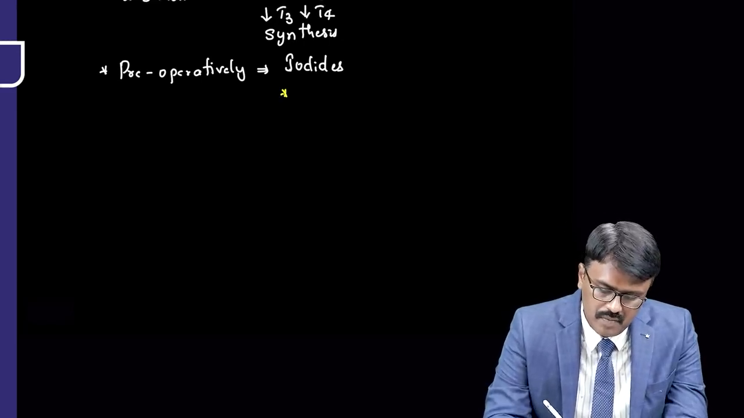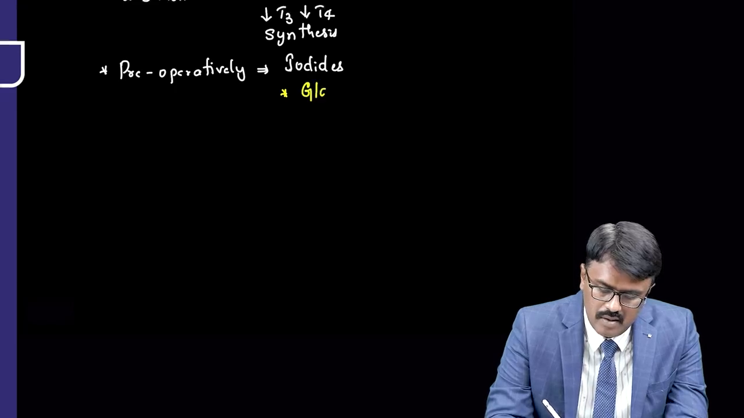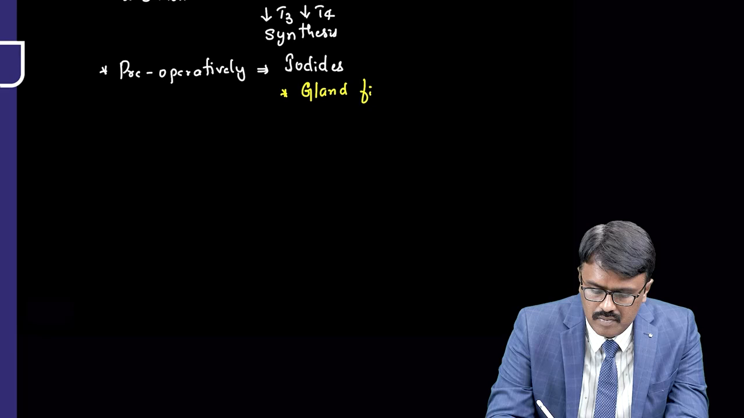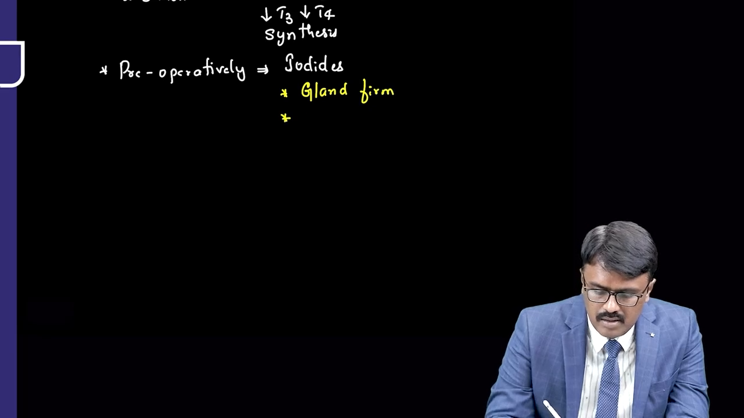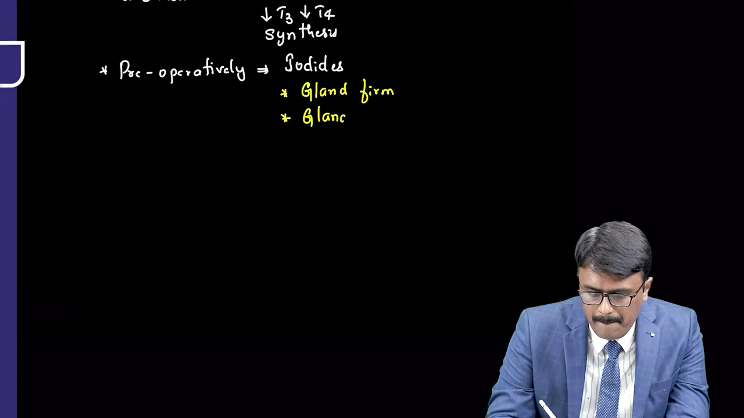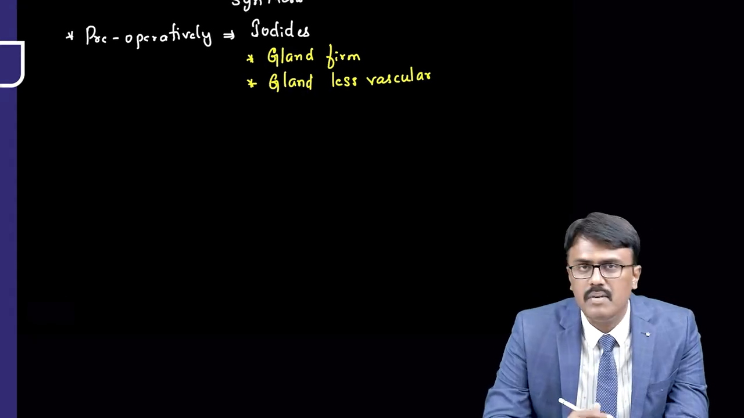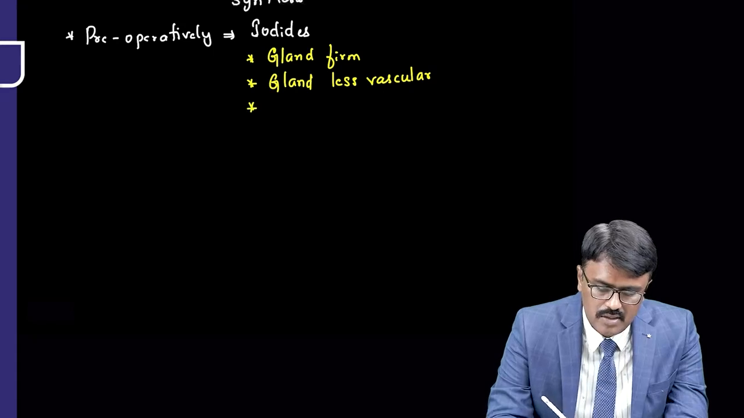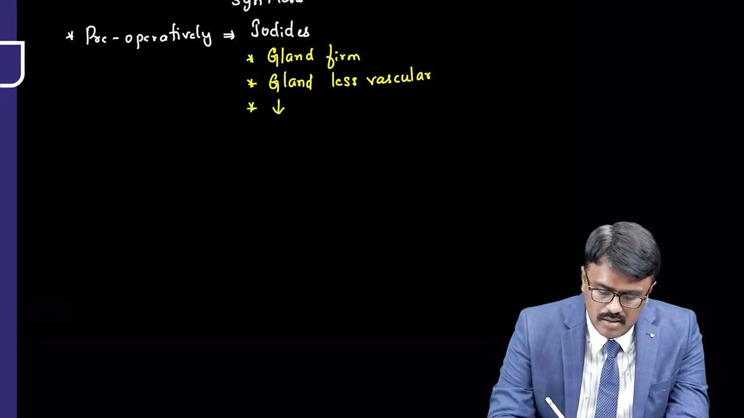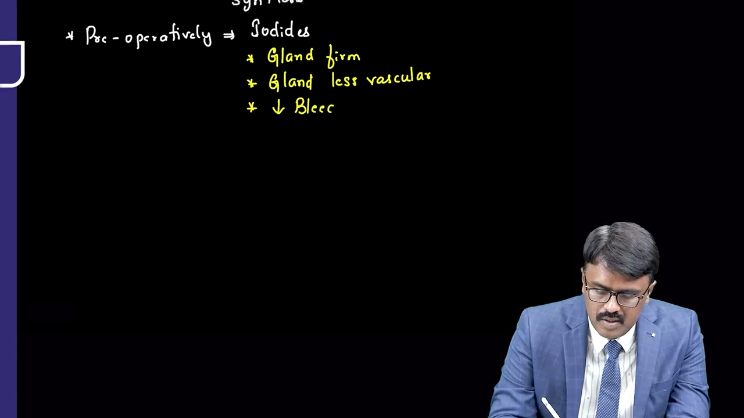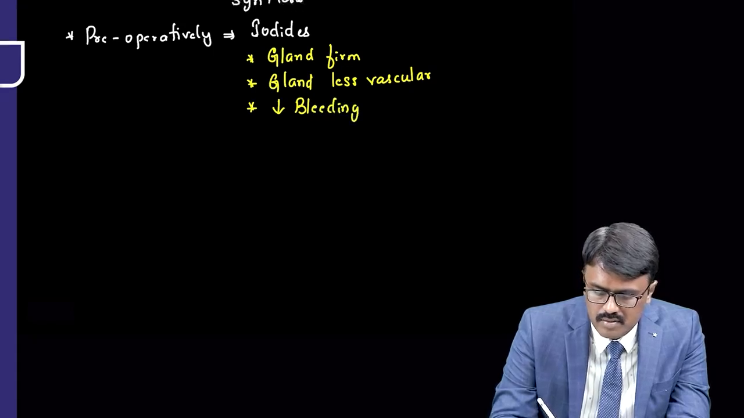Now, this question was asked, why do we give iodides preoperatively? Number one, they make the gland firm, they make the gland less vascular. Now, what is the advantage of making a gland firm and less vascular? During surgery, the advantage is there is decrease in bleeding. So, decreased bleeding during surgery.